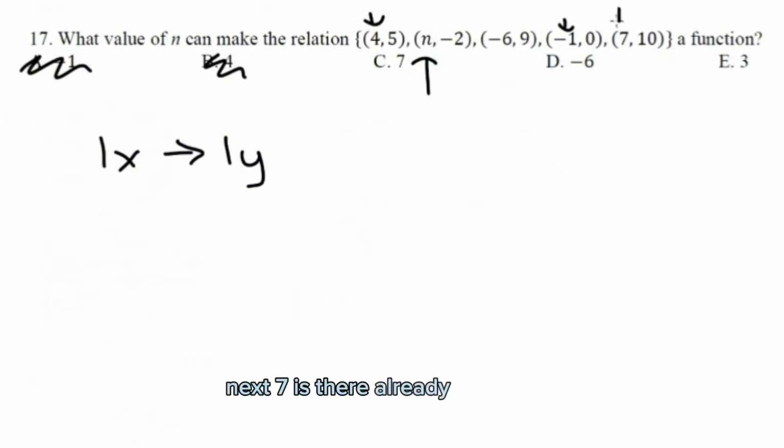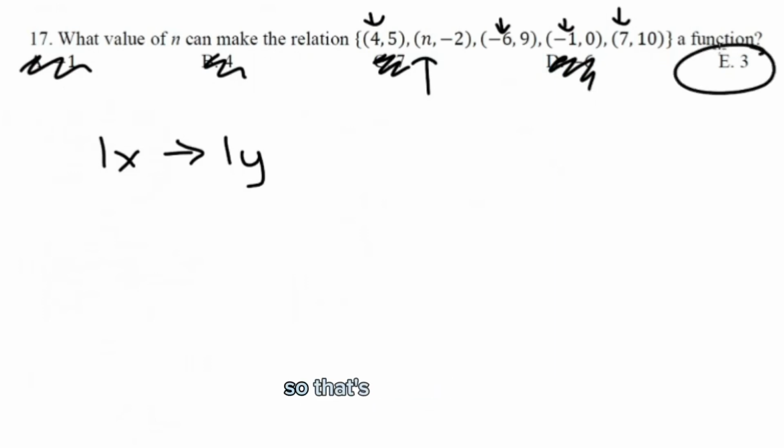Next, 7. Is there already an x value? Yes, there is, so we can't use that. Next, negative 6. Is there already an x value? Yes, there is, so we can't use that. Finally, 3. There is no x value with 3, so that's your answer.